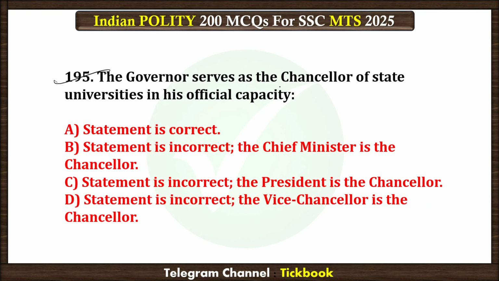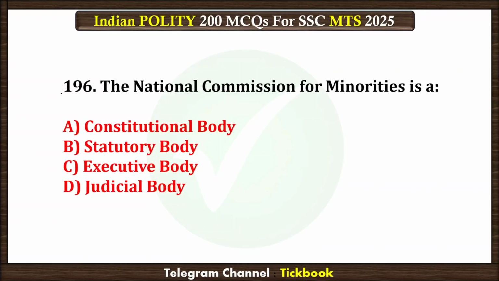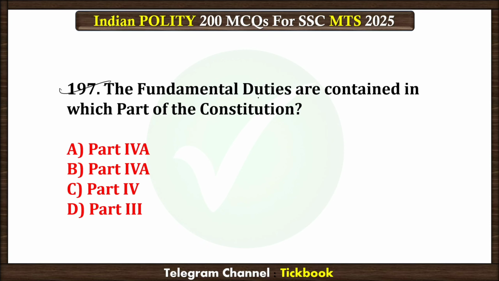195. The Governor serves as the Chancellor of state universities in his official capacity. Option A, the statement is correct. 196. The National Commission for Minorities is a, option B, statutory body. 197. The fundamental duties are contained in which part of the Constitution? Option B, Part IV-A.